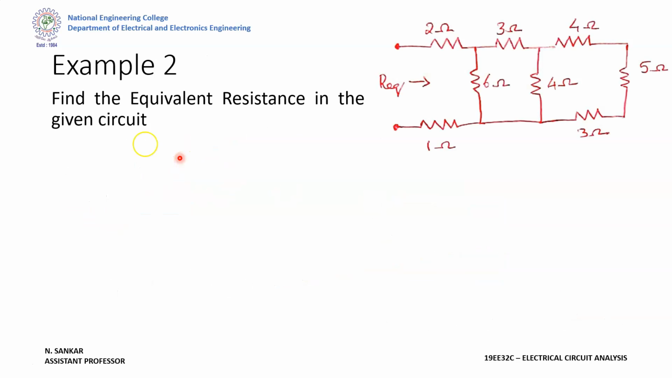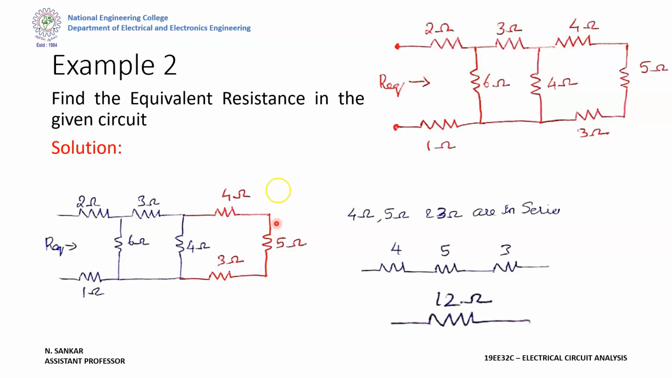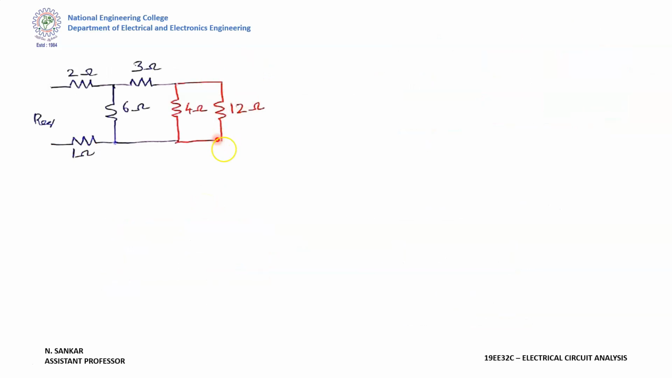So moving to the next sum, find the equivalent resistance in the given circuit. Here we have to find the R equivalent at this point. So we have to come from this side, from right to left. On this side you can simply see 4 ohm, 5 ohm and 3 ohm are all in series. So just add the resistors, 4 plus 5 plus 3, which will be equal to 12 ohm. So these three resistors can be replaced by a 12 ohm resistor, like this, 12 ohm.